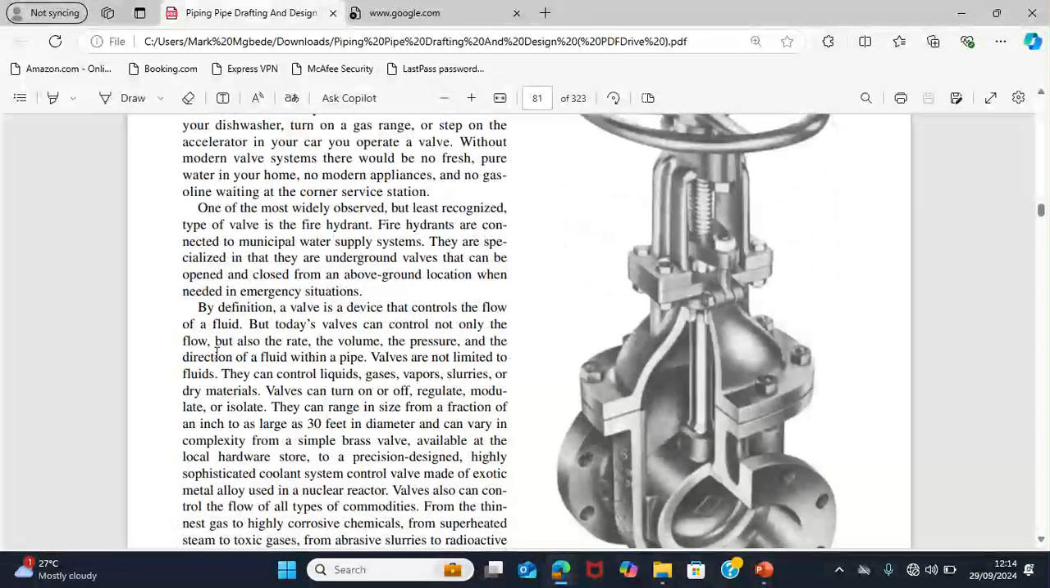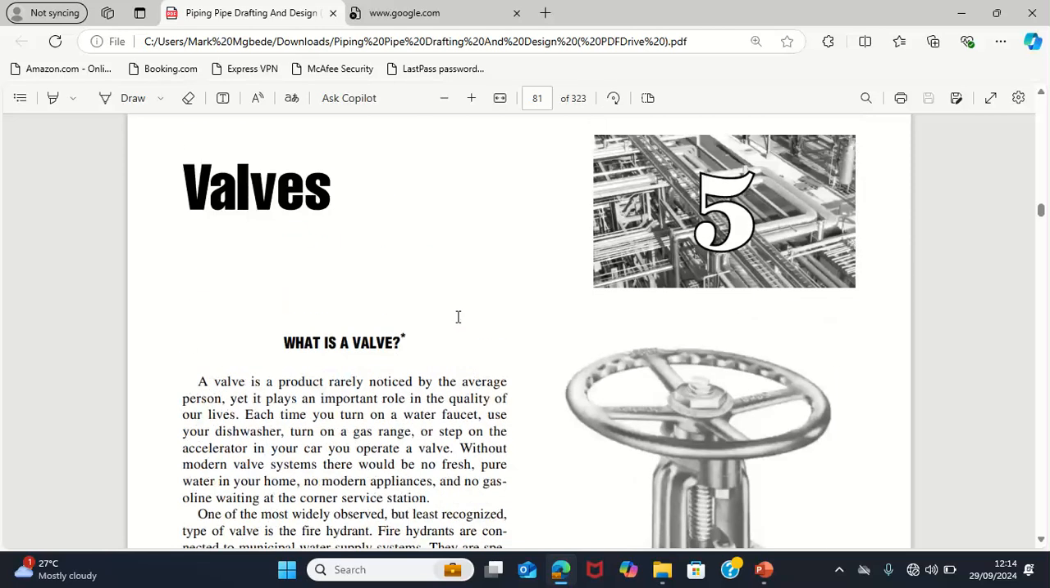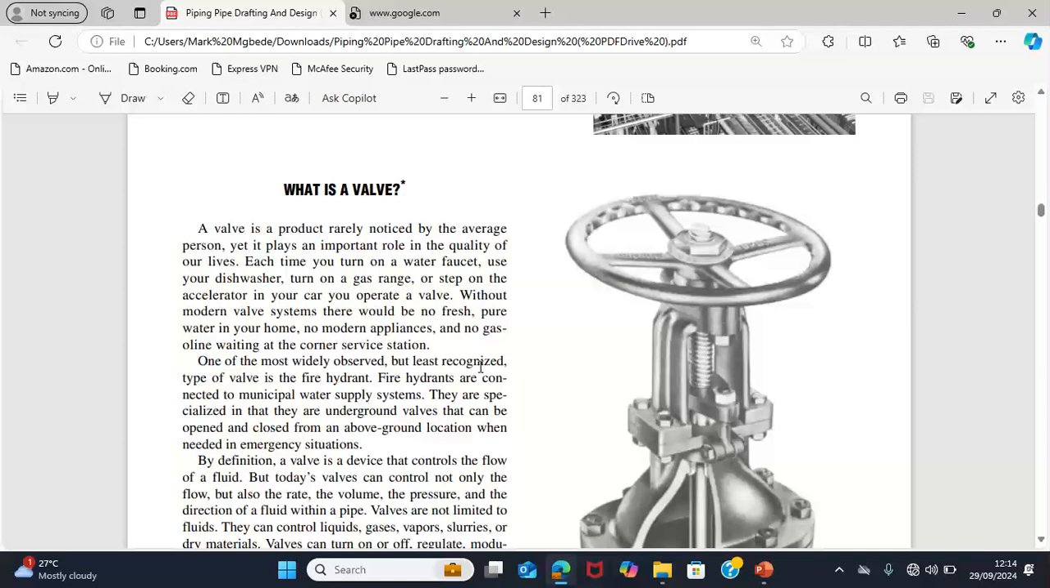What is the definition of a valve? By definition, a valve is a device that controls the flow of a fluid. Yes, it controls the flow of a fluid. Because what do these valves do? They control and regulate the flow of a fluid. They shut down the flow of a fluid also.